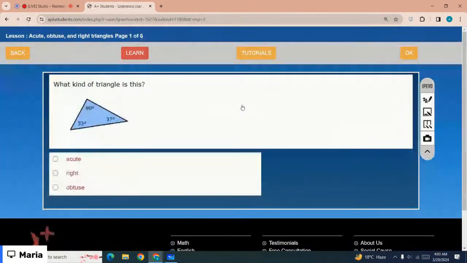Okay, what kind of triangle is this? So which is the correct option? That is a right angle triangle, right? Because one of the angles is exactly 90 degrees. So that is a right angle triangle. The correct option is right.